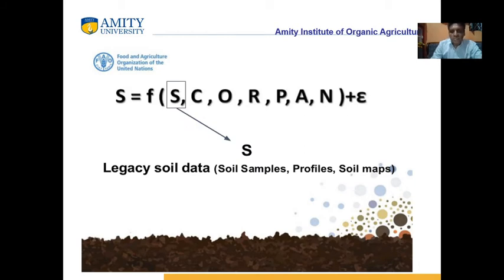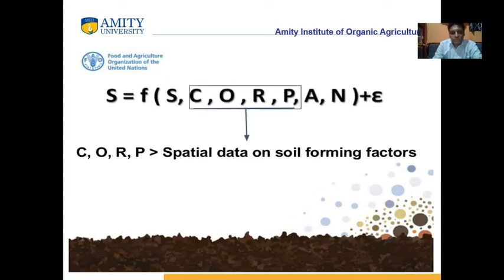Here S is legacy of soil data, that means soil sample or soil profile. C, O, R, P are all related to soil forming processes. CORP means climate, organism, relief and parent material. All soil forming processes, all soil forming factors are related for the knowledge of new soil data, for developing information regarding new soils.